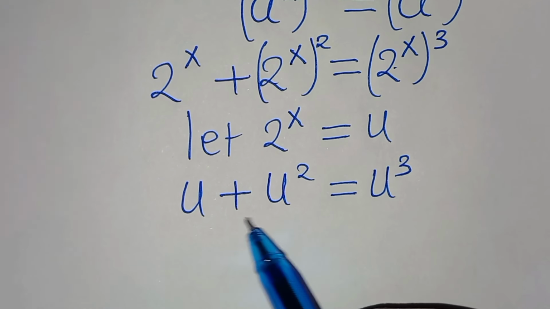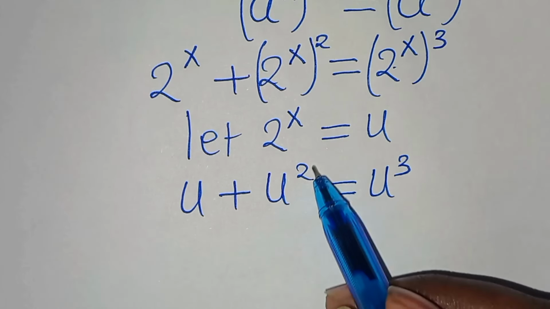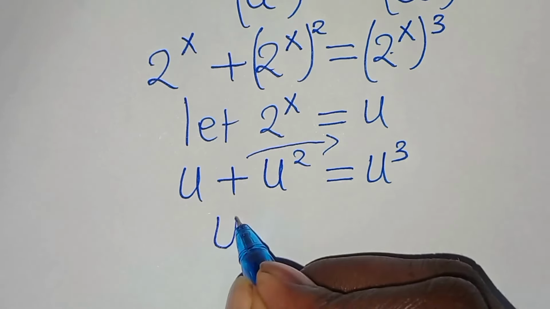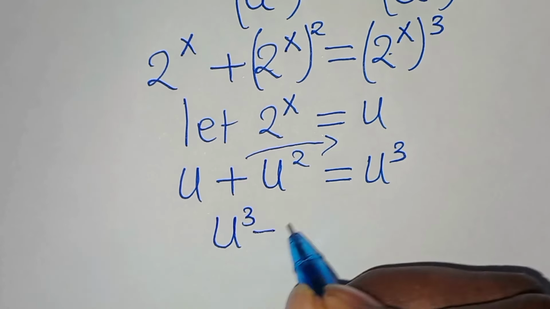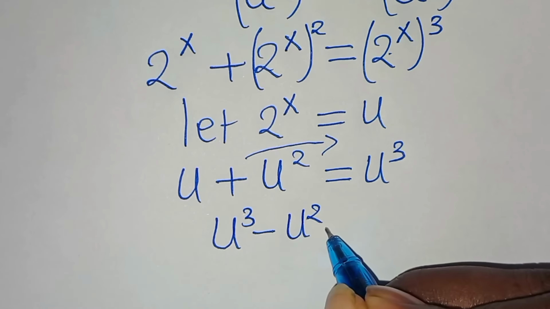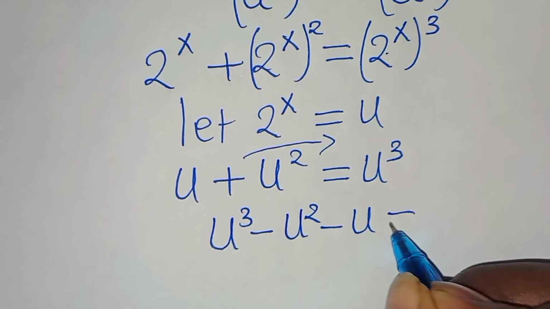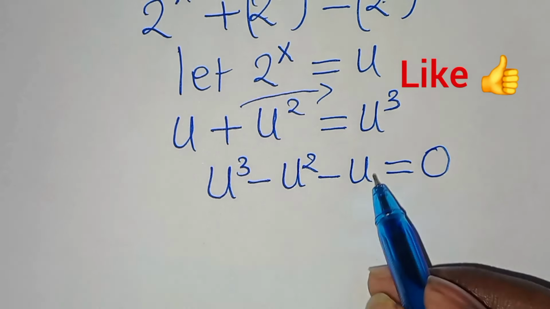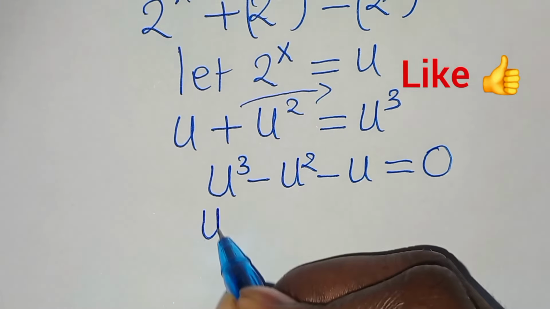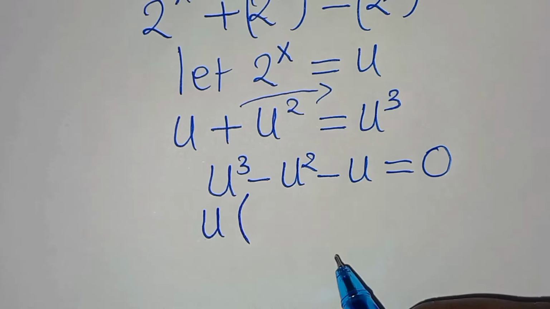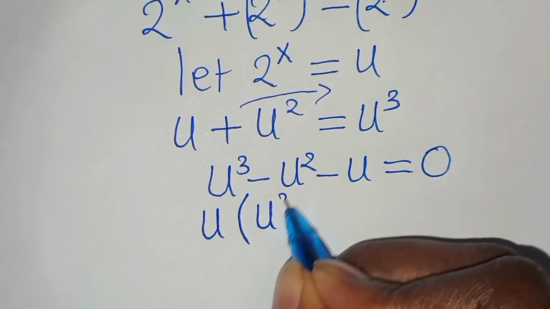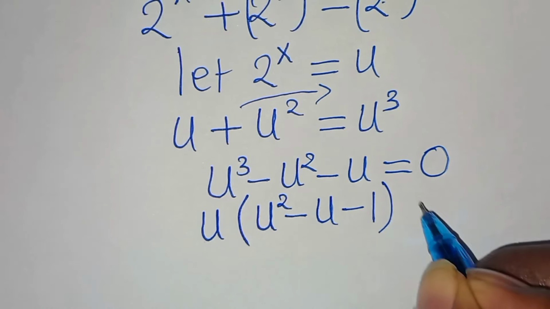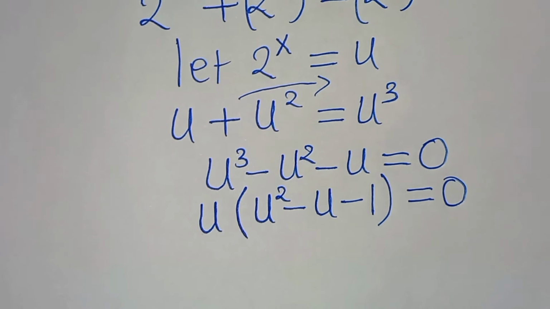The next step is that let's take u plus u to the power of 2 to the right hand side. So that now here we have u to the power of 3 minus u to the power of 2 minus u. This is equal to 0. Now, since u is common here, we can factor out u so that we have u into the parentheses, u to the power of 2 minus u, then minus 1. This is equal to 0.